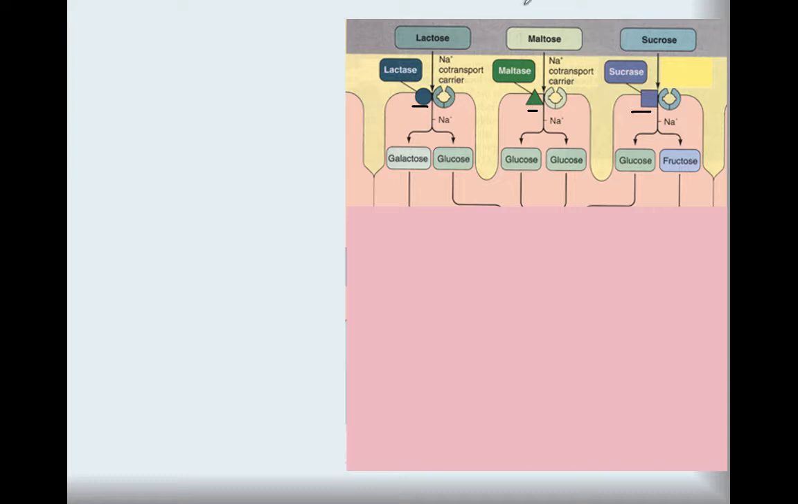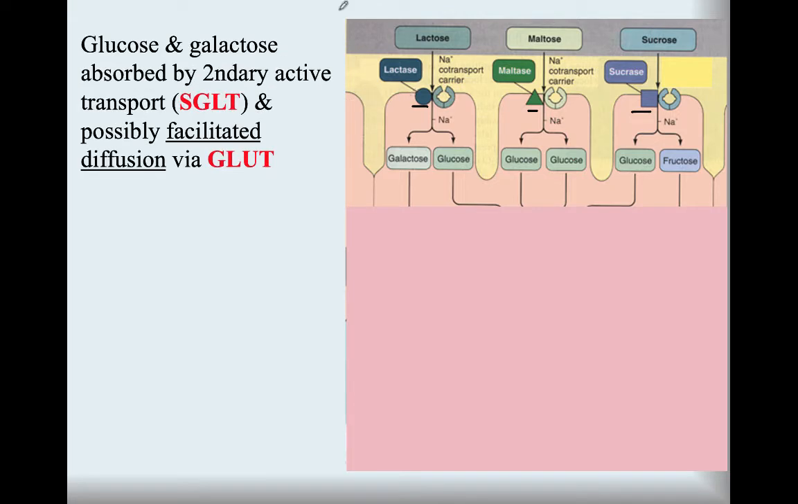And so again, lactase, maltase, and sucrase are all hydrolytic enzymes, but they're not in the lumen, they're in the phospholipid bilayer of those epithelial cells. The glucose and the galactose are absorbed by secondary active transport using the sodium glucose linked transporters, and here they are. You can see sodium is coming in, going down its concentration gradient, and as it does that, it will pull glucose and galactose along with it.